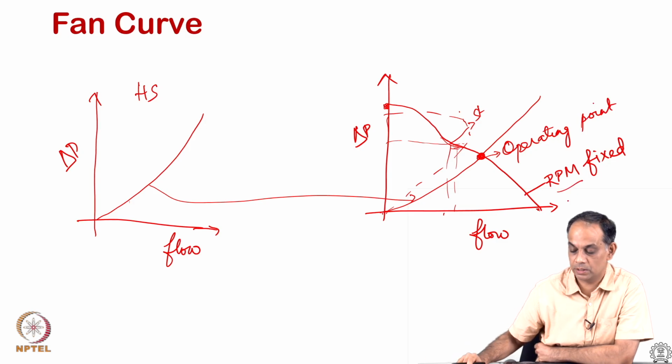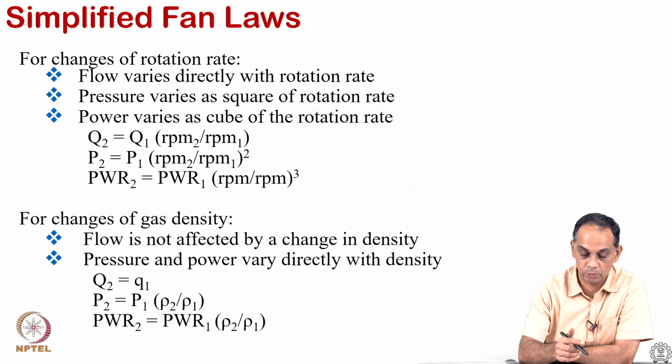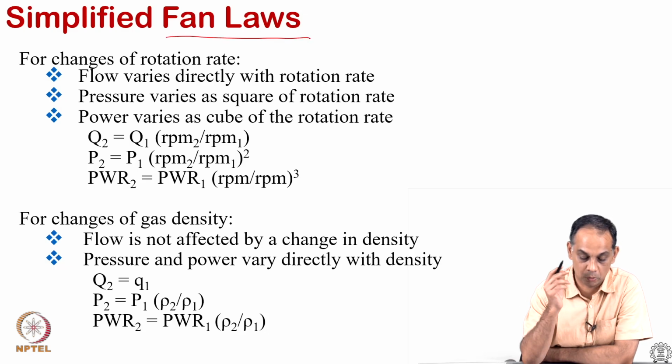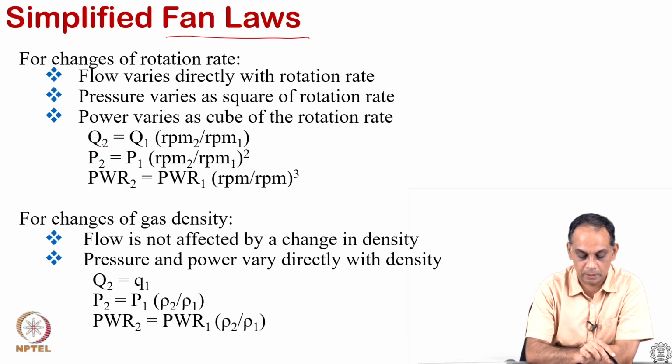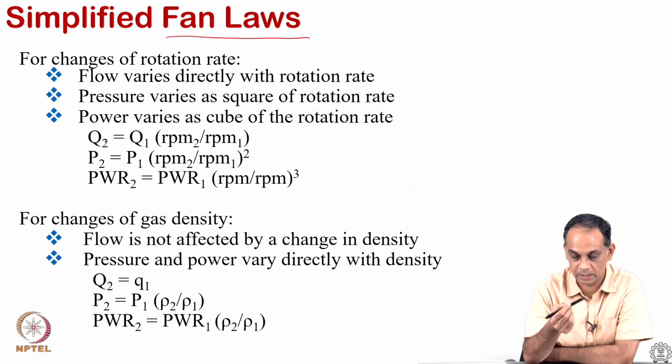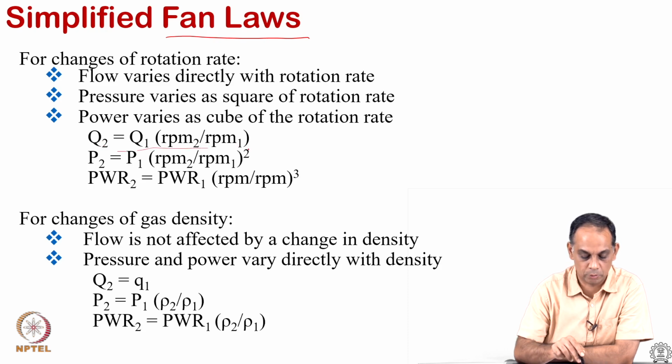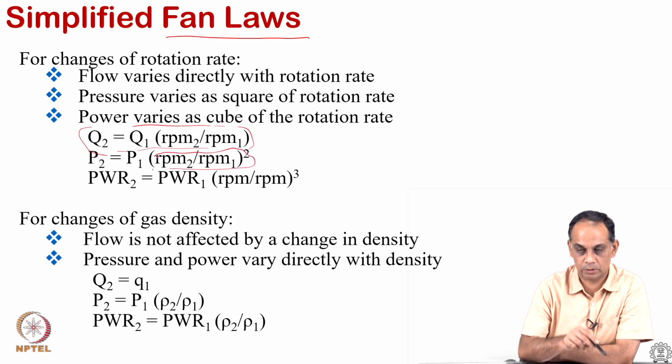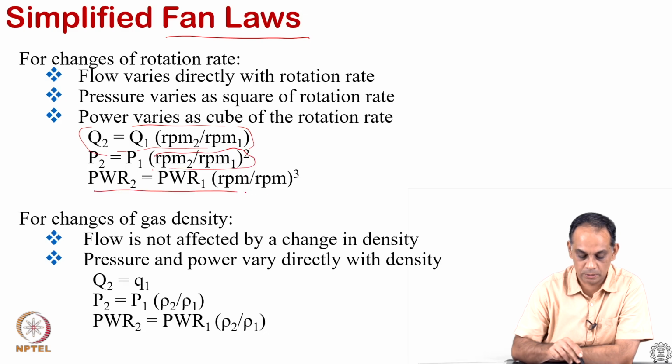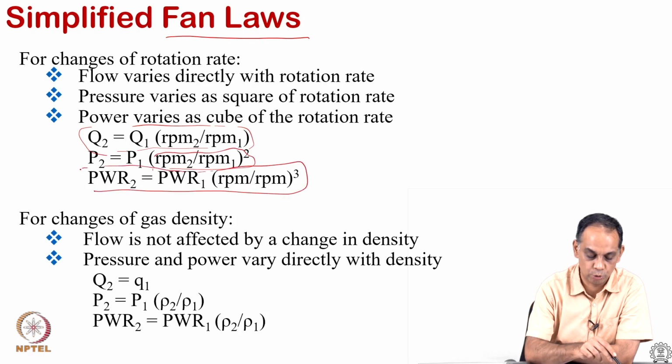If one were to change its size, then one can use the fan laws that are known for the same rotor diameter. If I increase the RPM, RPM 2 divided by RPM 1, my flow rate is going to be just a linear function of RPM. However, the pressure will increase as the square of it. The power consumed by the fan will increase as the cube of it.